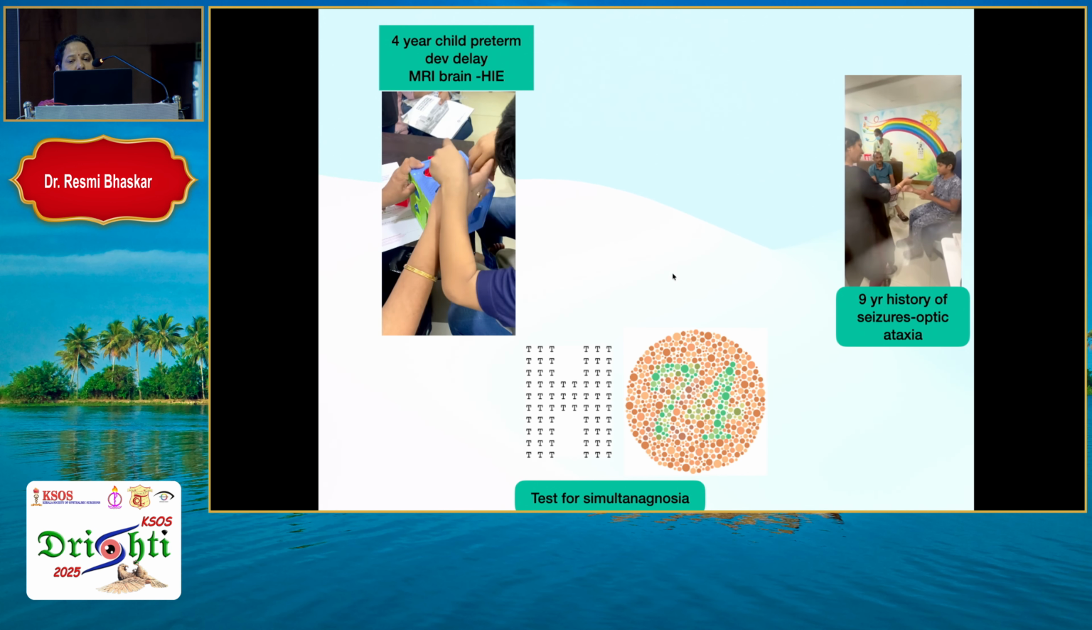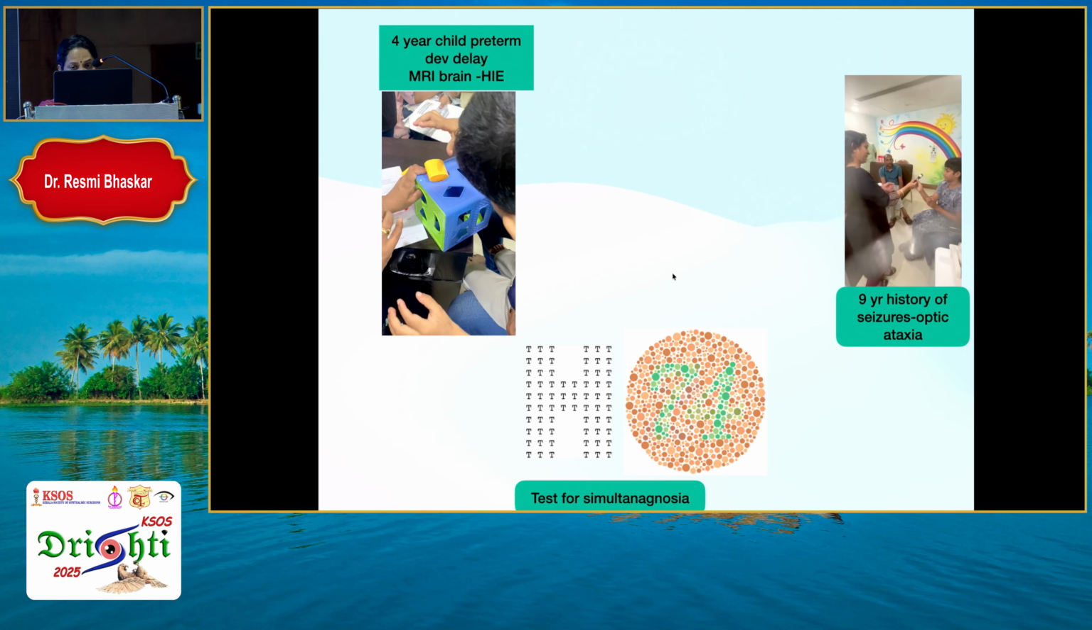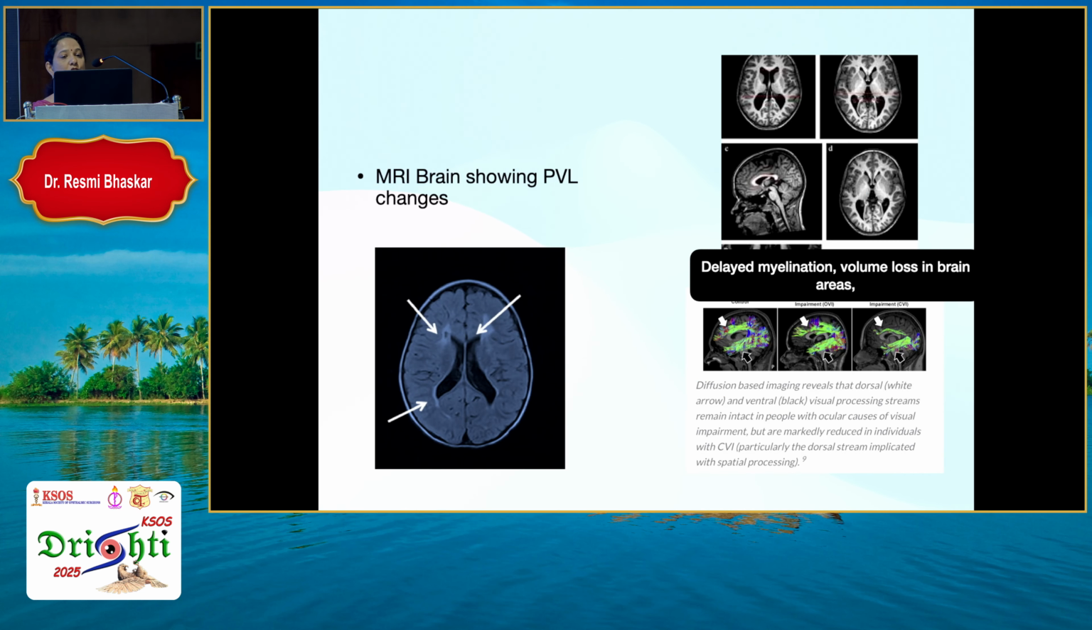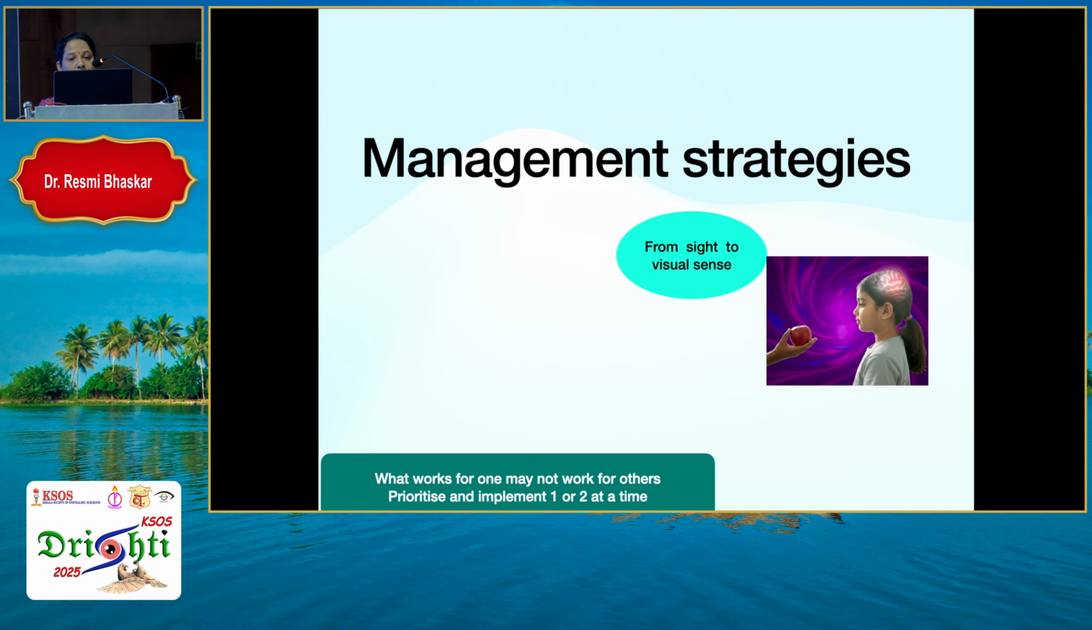This child with a history of seizures is having optic ataxia. He is able to see, he wants to pick the torch, but he finds it difficult to do. For the test for simultaneous agnosia, you can use the Ishihara chart. They will be identifying the dots, but they won't be able to read the number. And they will be identifying the small T's, but they will not be able to identify the H made with those T's. MRI showing PVL changes is the most common finding that you see. Other findings like occipital gliosis, and diffusion-based imaging will show the ventral as well as dorsal streams defect.